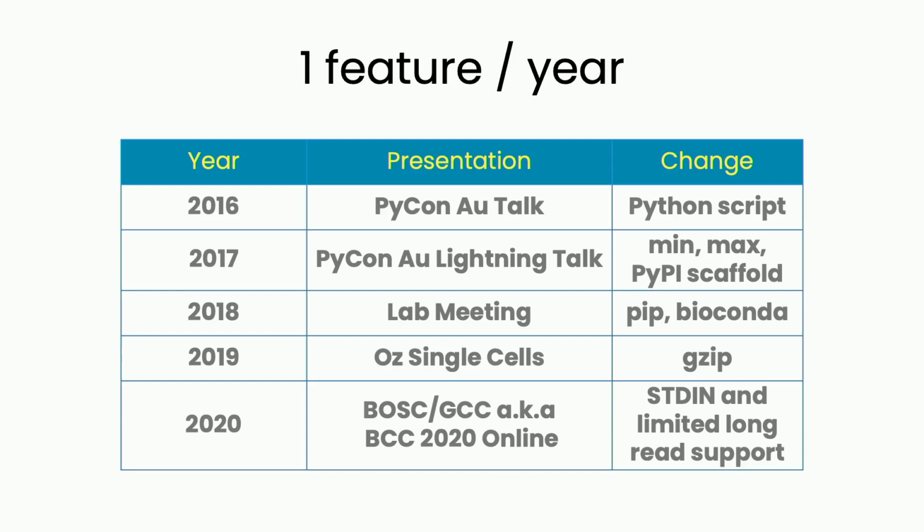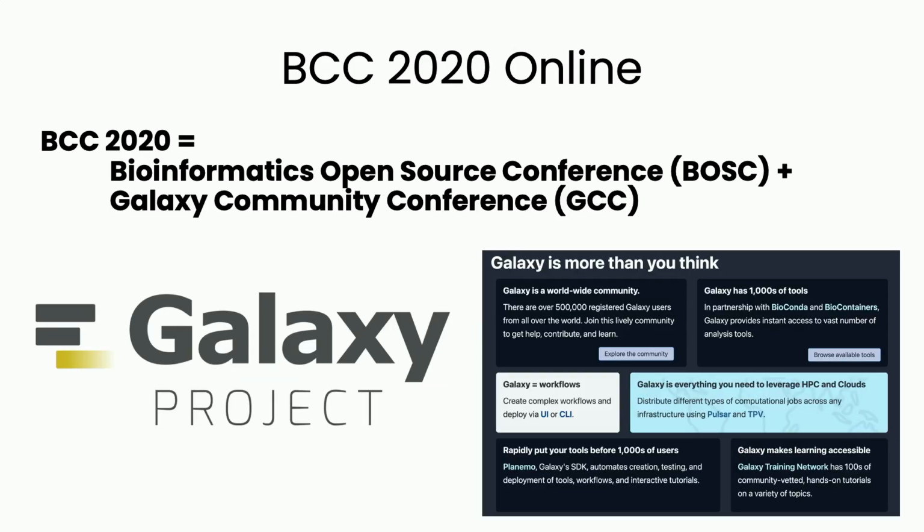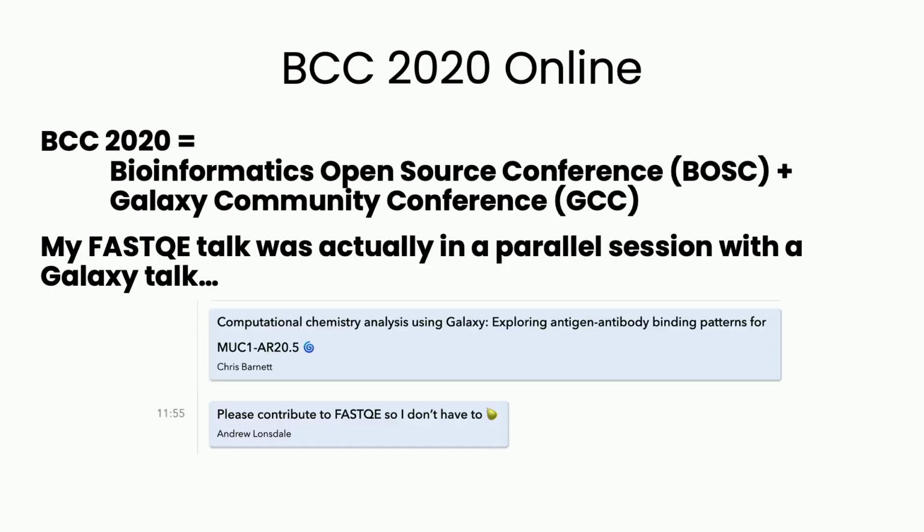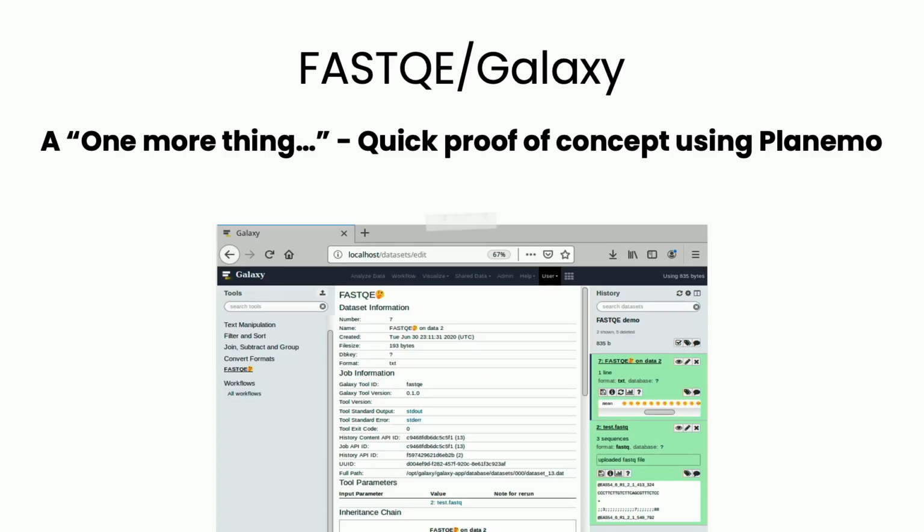So 2020 was a tough year for everybody, but there was an online conference that combined Bioinformatics Open Source Software and Galaxy. Galaxy is a great web interface that gives access to a lot of bioinformatics tools, a lot of them written in Python. In that conference, I gave a talk called Please Contribute to FASTQE So I Don't Have To, because I really wanted people to help me out. And I was in a parallel session with that as well. When I have a parallel session, what I tend to do is try and show off. So I said, could we get FASTQE to work in Galaxy?